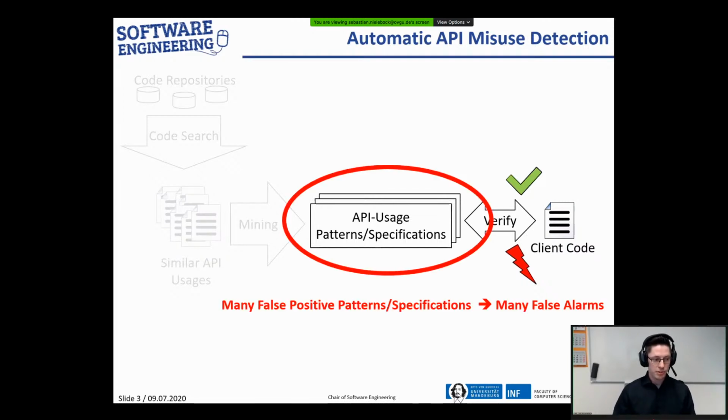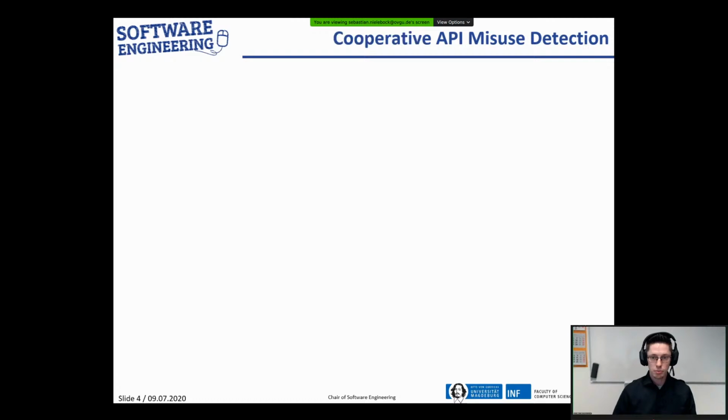However, the problem with these automatically inferred specifications is that many of them are false positives, causing many false alarms, and therefore harming the applicability of these approaches in practice. Therefore, we consider a different route where we do not consider automatically inferred specifications, but rather real fixes from real developers. So whenever a developer finds and fixes an API misuse in a commit, he might want to share his fix with other developers in a cooperative way.